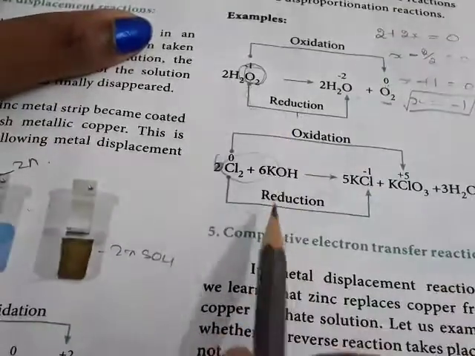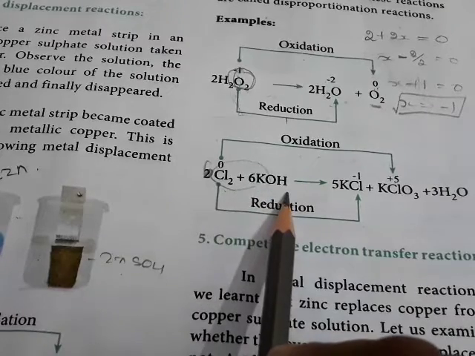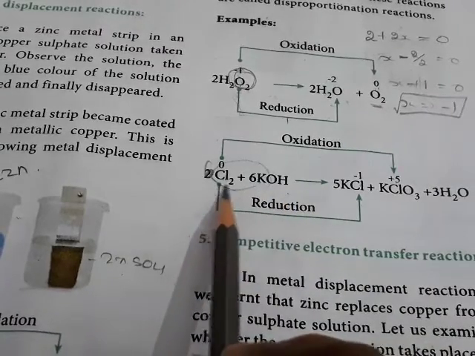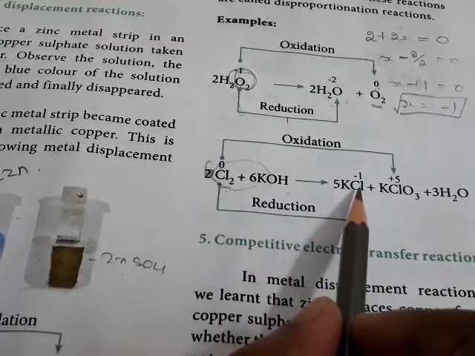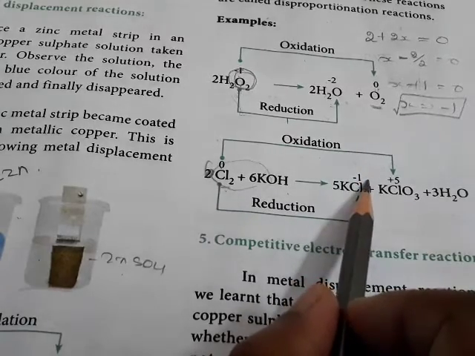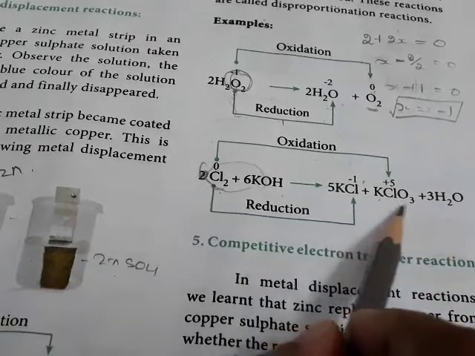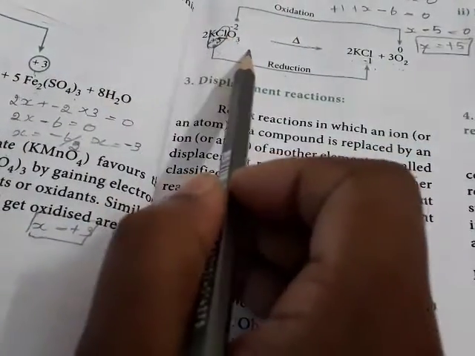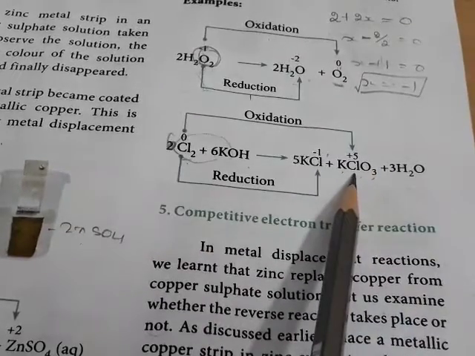Okay, another example: chlorine Cl2 plus 6 KOH. Chlorine is a single element, so its oxidation number is 0. Already you know chlorine is -1 in KCl, since potassium is +1. Now we are going to find the oxidation number of chlorine in KClO3. Cl is +5 oxidation number.